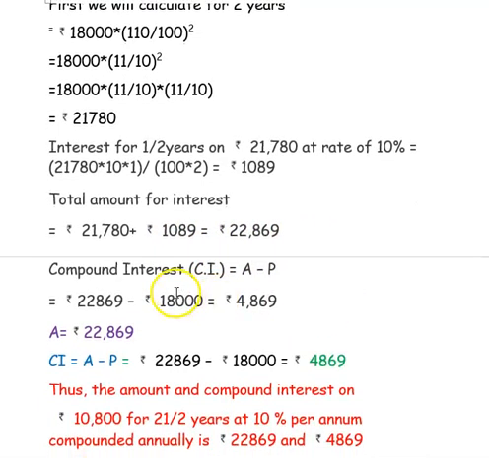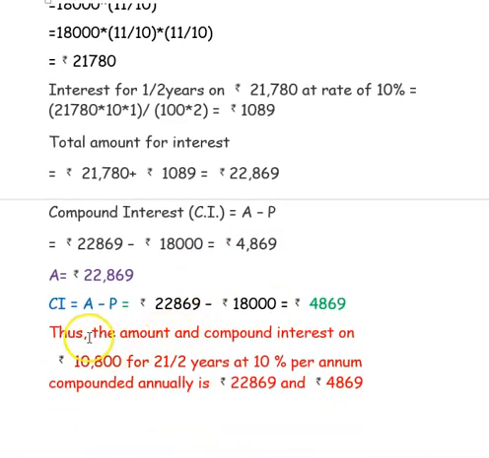Now you want to find the compound interest, that is amount minus principal. So the amount for 2.5 years is 22,869 minus 18,000. So the interest will be 4,869. Thus the amount and the compound interest on rupees 18,000 for 2.5 years at 10% per annum compounded annually is 22,869 as the amount, and the interest is 4,869.